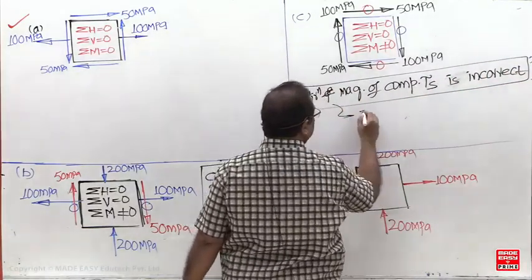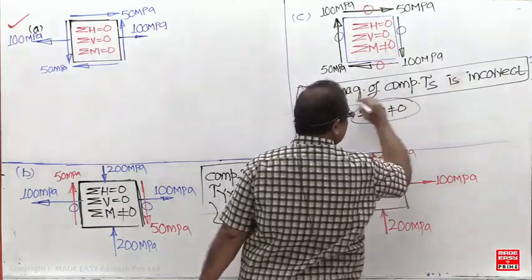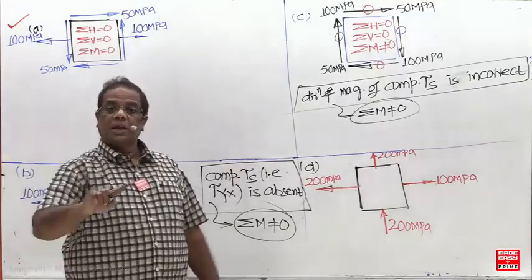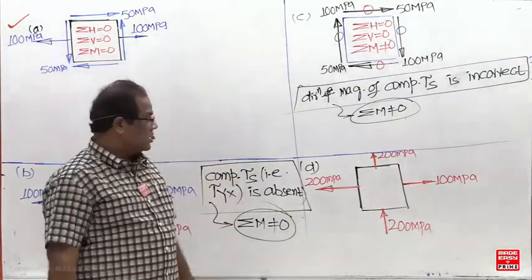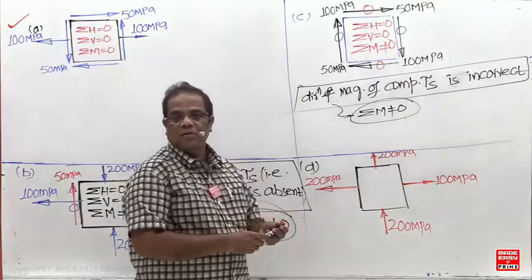Hence sigma m is not 0. That's why I clearly proved it also. Whenever the sum of the couple should be 0, they should be equal and unlike. But how to check if they are equal and unlike? They should cross, and at the junction there is only one value. Here some students have selected this one also.